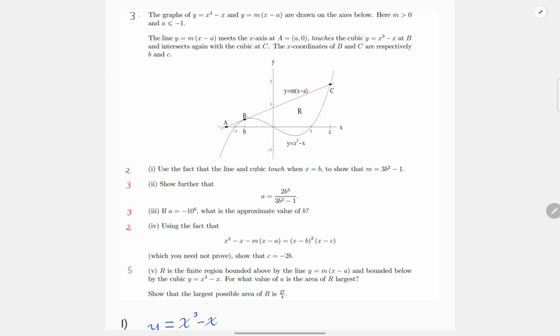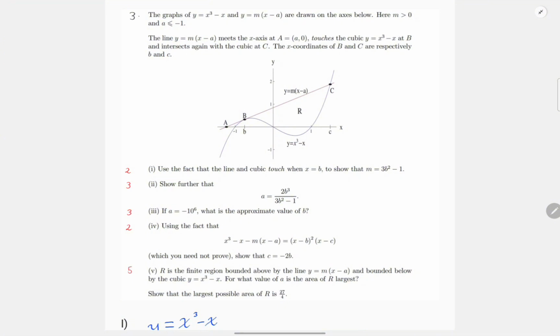Part 1. Use the fact that the line and the cubic touch when x equals b to show that m equals 3b squared minus 1. This part is worth 2 marks. Part 2. Show further that a equals 2b cubed over 3b squared minus 1. This part is worth 3 marks. Part 3, also worth 3 marks. If a equals -10 to the 6, what is the approximate value of b?